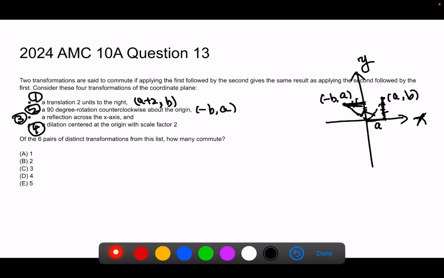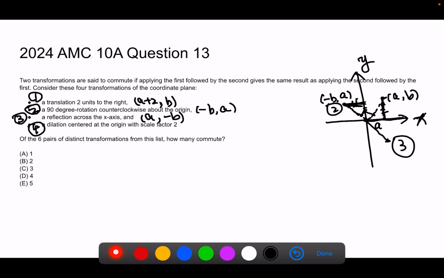Now, reflection across the x-axis. This is straightforward. You are here, you treat the axis as a mirror. You're going to be reflected downward to here. So that's your 3. This is 2, by the way. This is 3. 3 is straightforward. Sorry, you change y to negative y, which means you're going to change b to negative b, but a stays the same. So this is going to be A, negative B.